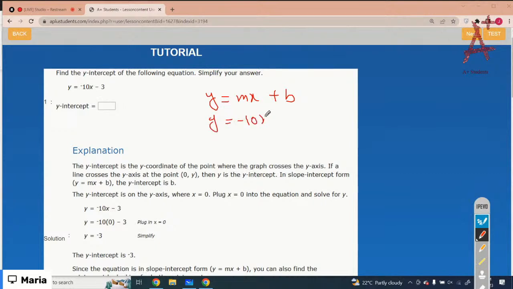Y equals negative 10x minus 3. Here is m, that equals negative 10. And here is b. B equals negative 3. Basically, b is the y-intercept. Got it? Y-intercept means the point where the graph is touching the y-axis. Got it? This is the slope intercept form y equals mx plus b. Got it? Let's do another example.